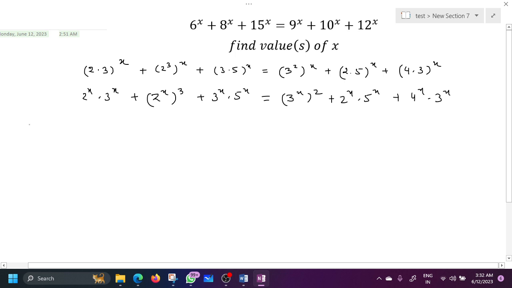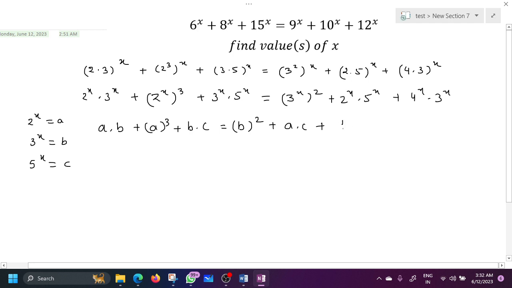So let us assume that 2 power x is some quantity A, 3 power x is some quantity B, and 5 power x is some quantity C. Then the whole equation will turn like this: A into B plus A cube plus B into C is equal to B square plus A into C plus 4 power x, which can be written as (2 power x) squared into 3 power x, that is A square B.